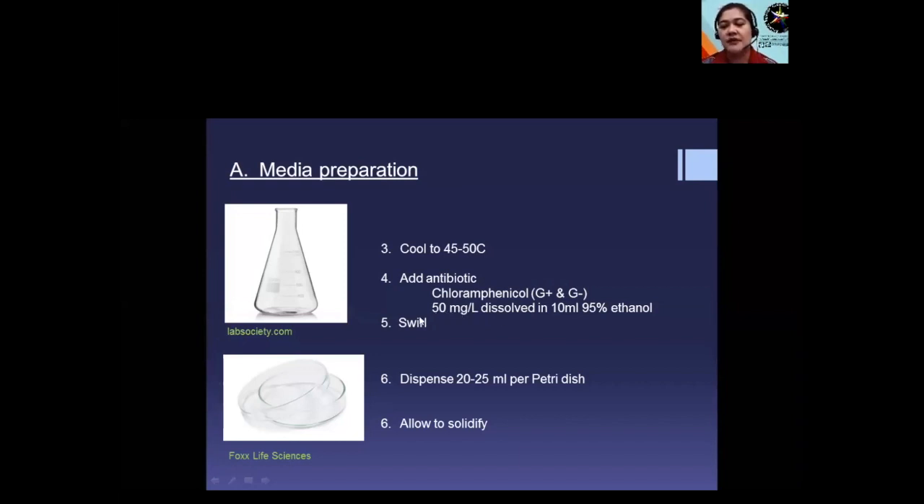Okay? Dissolve that first in 10 ml of ethanol, and then isama mo siya, and then you keep swirling hanggang sa makita mong nag-dissolve na ang ating antibiotic. Okay? From there on, you dispense into Petri dishes.